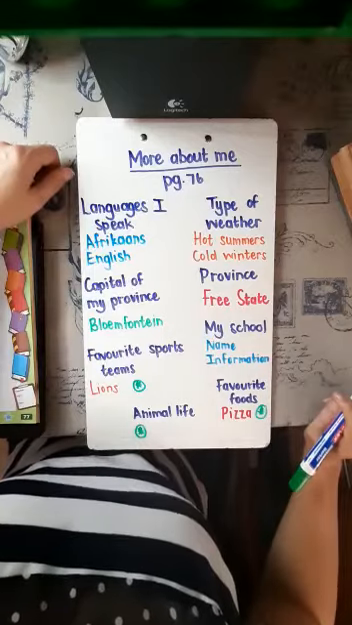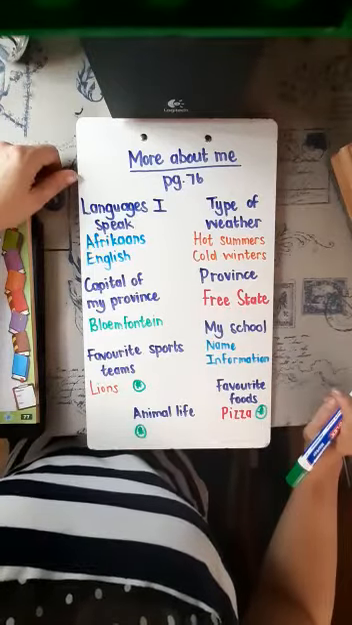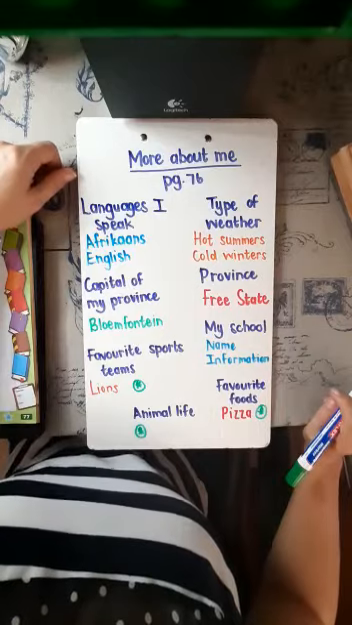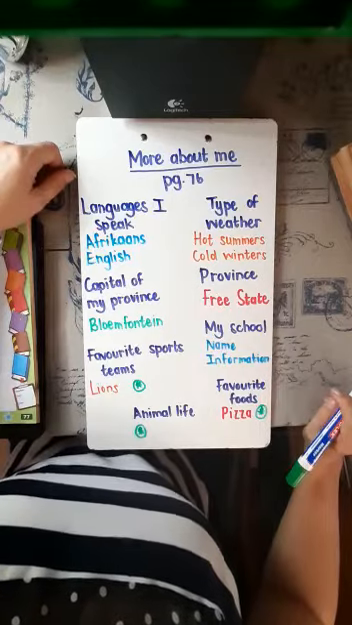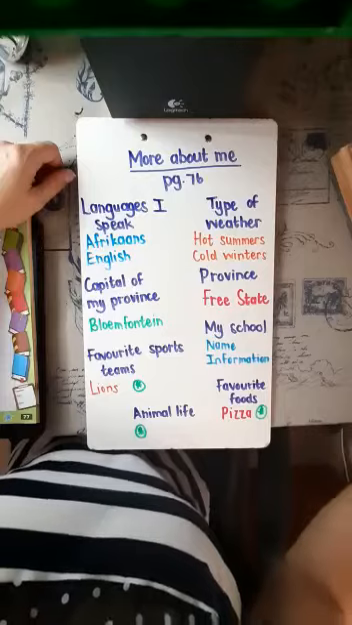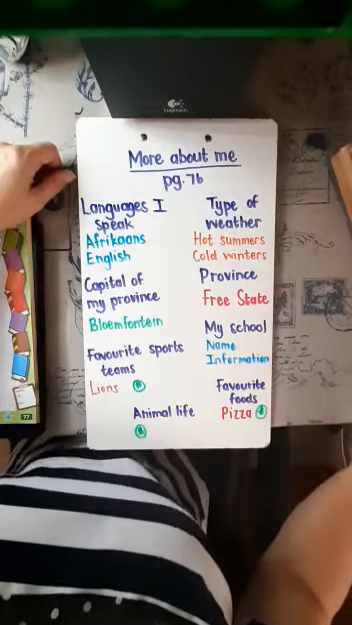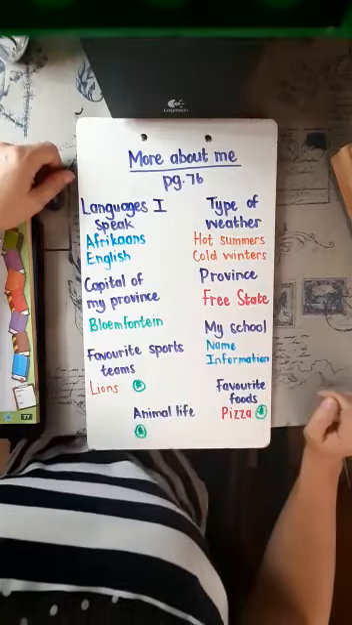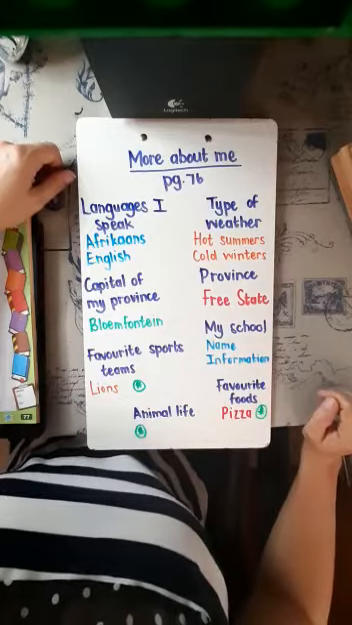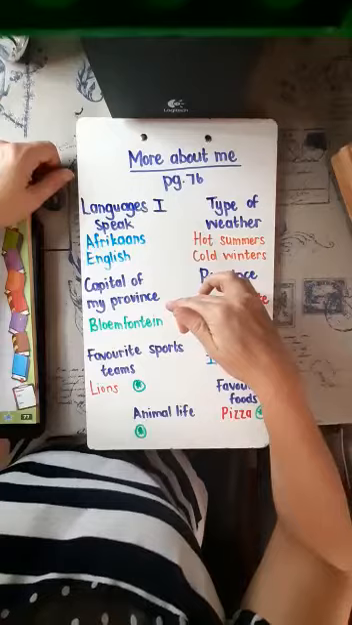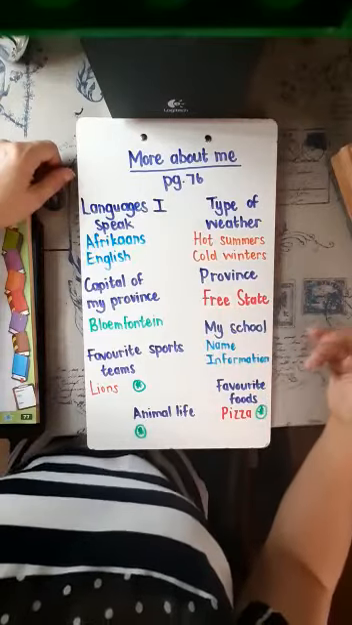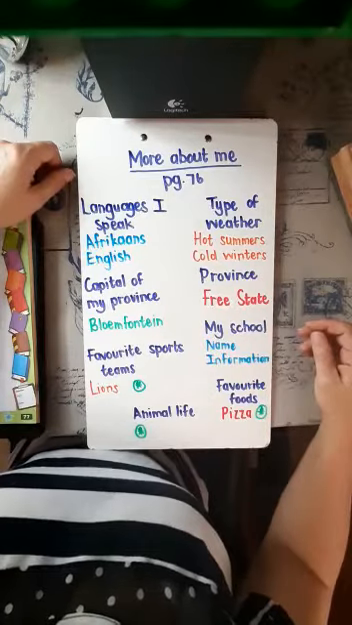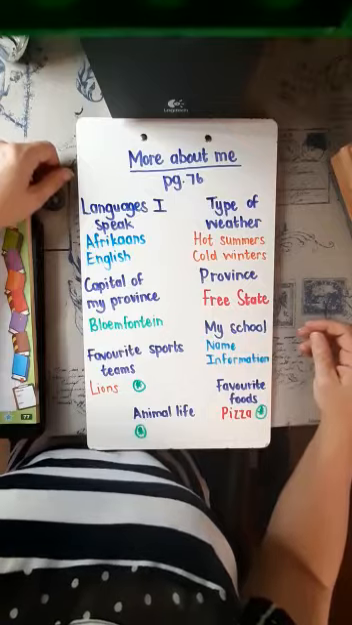I hope you understood everything for the mind map. Remember, this is your own information. You add what you think is the best answer for favorite foods or animal life or favorite sports teams. There's some places like the province or capital of my province where there can only be one answer, but the rest is up to you.